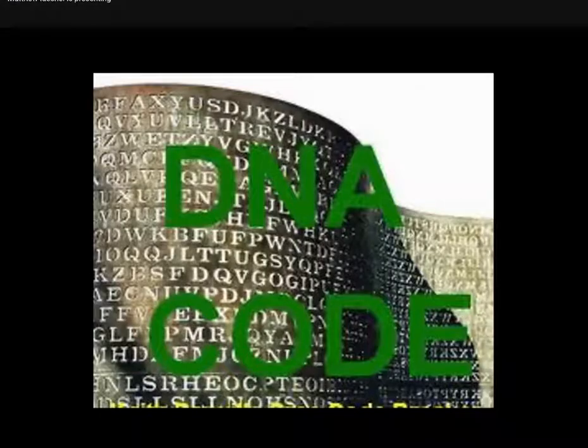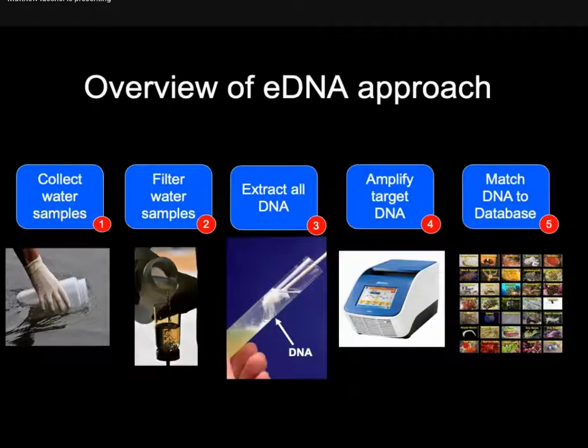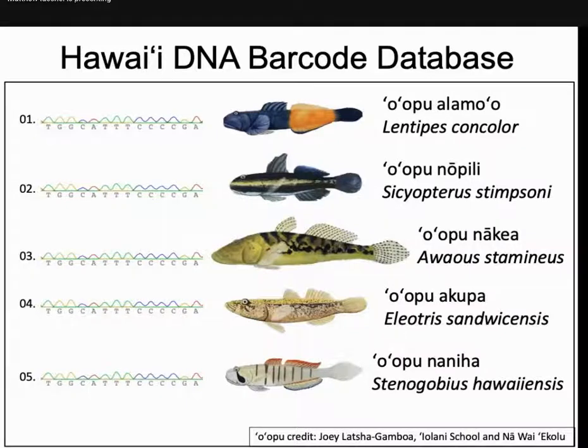And so you go into the DNA code, you just have all those letters, and at the end of getting all of your DNA, extracting, amplifying, you have to match it to a database. So for this freshwater stream data, we would need samples of each of the oopu and then match it to that. And that's what solves the genetic mystery. That's what decodes what this DNA matches, what we're seeing in the environment.